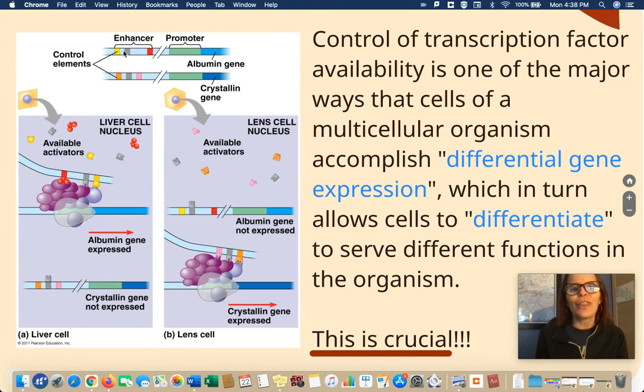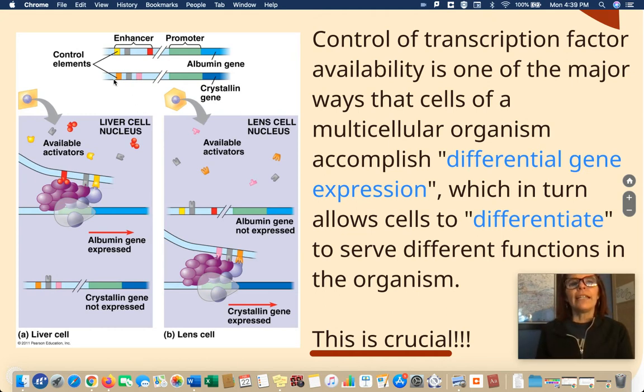Well, it turns out that they clamp on to the enhancers that are a long way away from the albumin gene. And the albumin gene is a supercritical gene in liver cells. So because we have these activators present, they snap onto the enhancer before the albumin gene, the DNA folds over, and we start transcribing the albumin gene.